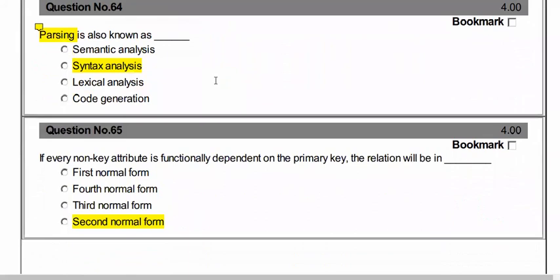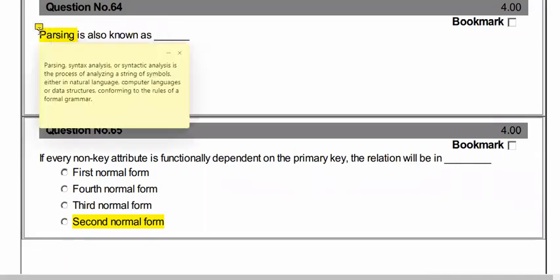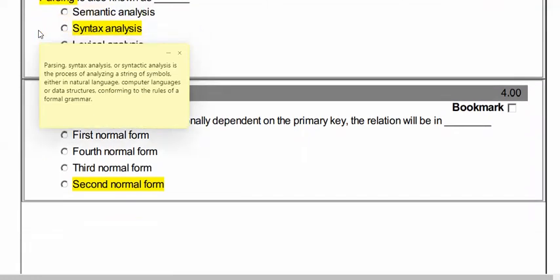Question number 64. Parsing is also known as dash. Option B is right, syntax analysis. Parsing is also known as syntax analysis. Parsing, syntax analysis, or syntactic analysis is the process of analyzing a string of symbols, either in natural language, computer language, or data structure, conforming to the rules of a formal grammar.